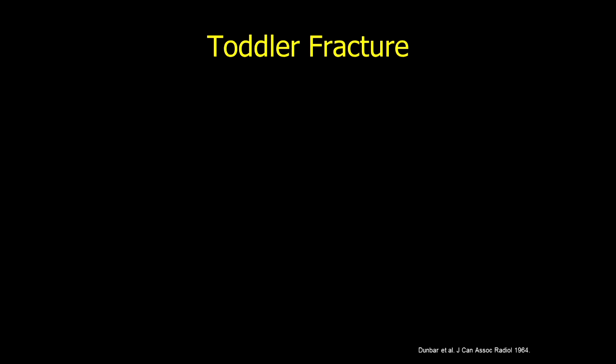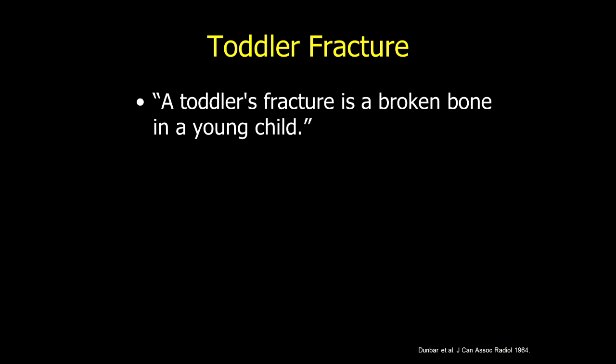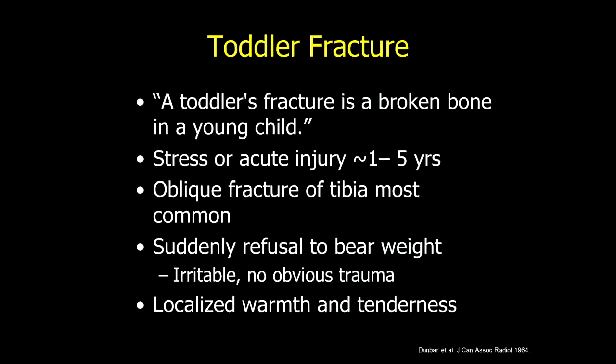What about a toddler fracture? So what is the strict definition of a toddler fracture? Well, in fact, historically, a toddler fracture referred to any broken bone in a young child. So you can see that it is a very general term. We now refer to a toddler fracture as either a stress or an acute injury in the age range between 1 and 5 years, and the most common type of toddler fracture is the oblique fracture of the tibia.